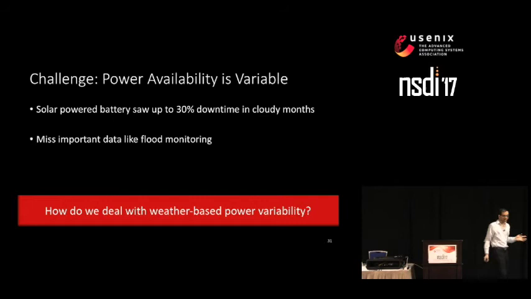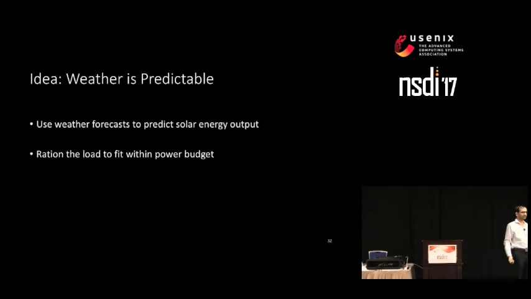But what we can do instead is predict the weather. We can use these weather predictions to build a model that can predict my solar energy output. And based on that, I can save power for the future. So let's say I know that tomorrow is going to be cloudy. What I can do is start sampling my data less frequently today so that I save some battery for tomorrow. And that's exactly what we are going to do.